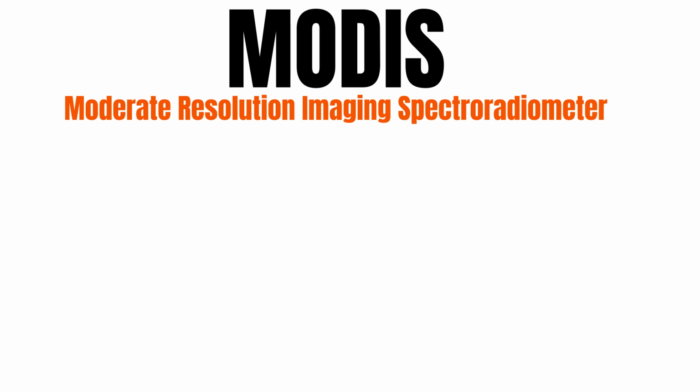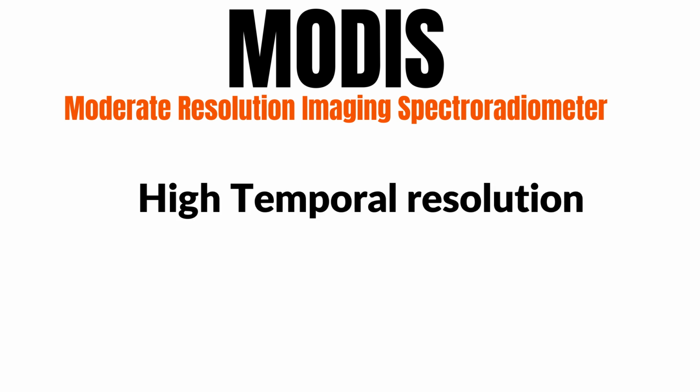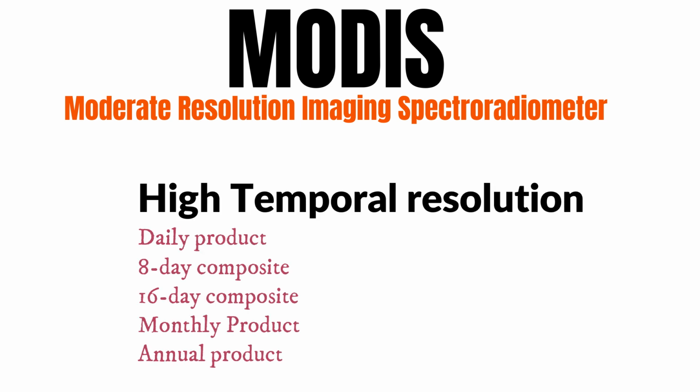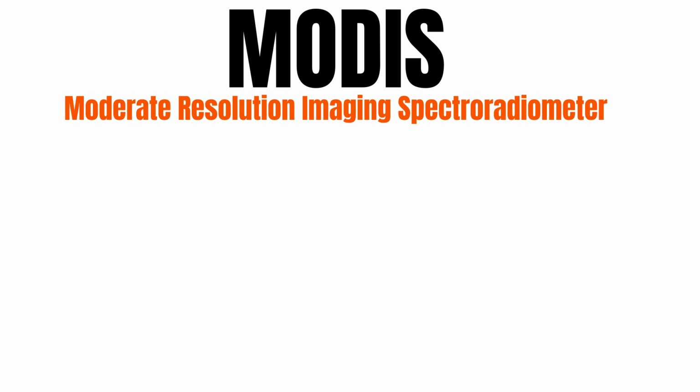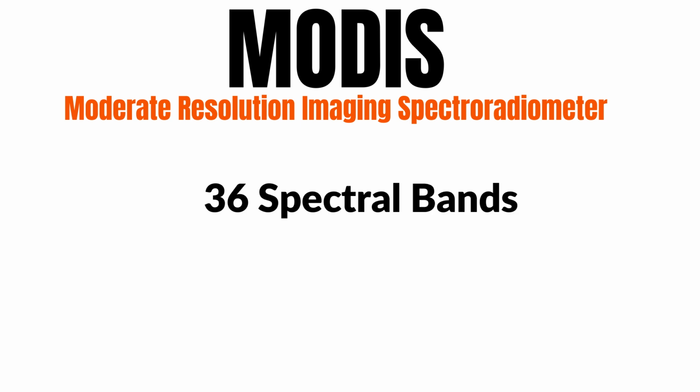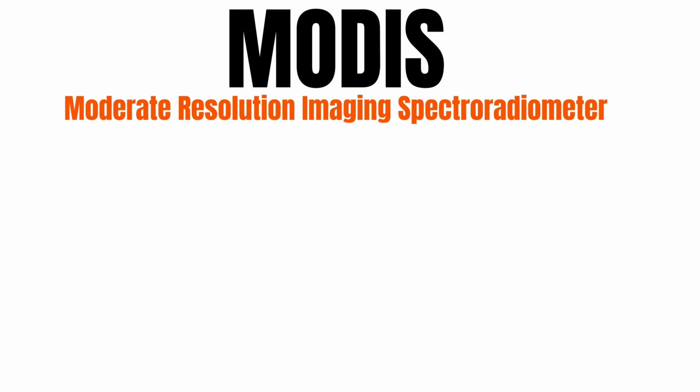MODIS has high revisit frequency, so its temporal resolution is very high. MODIS provides daily products, 8-day composites, 16-day composites, monthly products, and yearly products. About spectral resolution, MODIS has 36 spectral bands. Now we will move into Google Earth Engine and explore the MODIS products available in the Earth Engine catalog.